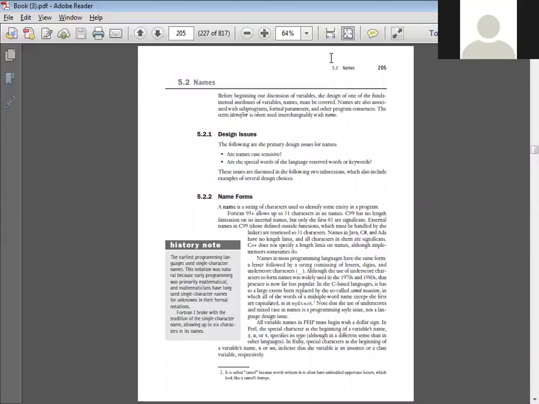In this session, I will read about names. Before beginning our discussion of variables, the design of one of the fundamental attributes of variables, names, must be covered. Names are associated with subprograms, formal parameters, and other program constructs. The term identifier is often used interchangeably with name.